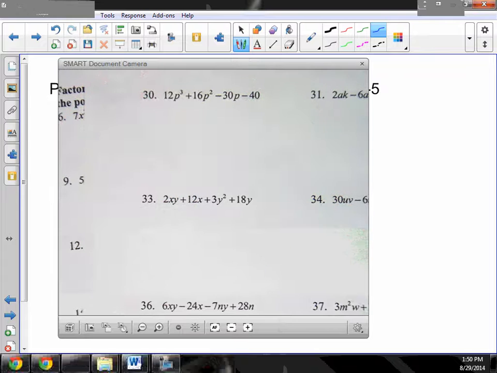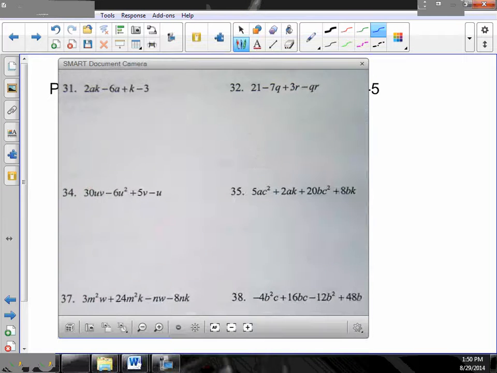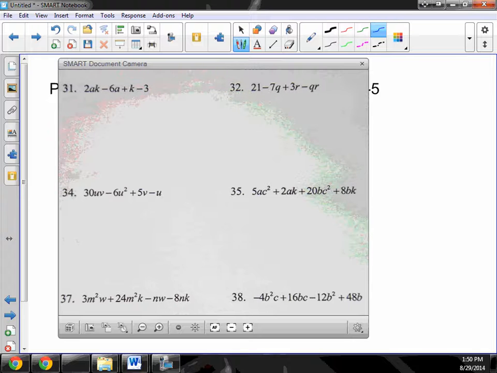Okay. Look at 32. 32 is written backwards, and it has Q's and R's in it. Let's just try it and see if it works. You could reorder it if you wanted, but let's just try it as is. Can I pull anything out? Nope. Let's build the box.